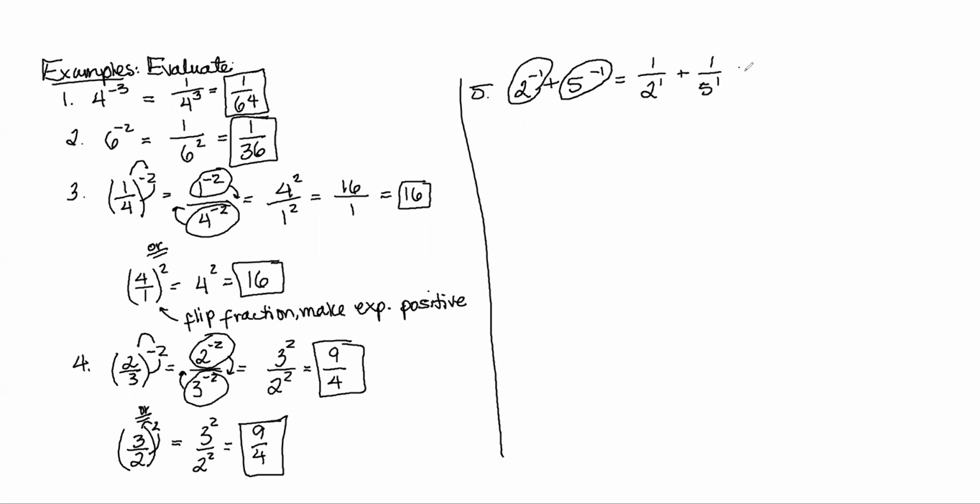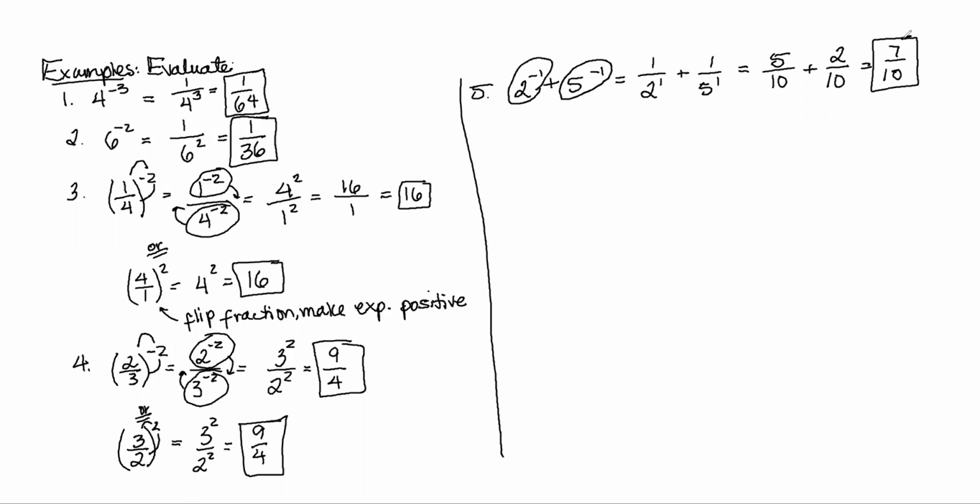And then we want to go ahead and combine our fractions. So our LCD is going to be 10. 1/2 is going to become 5/10. 1/5 is going to become 2/10. And if we add those together, we get 7/10.